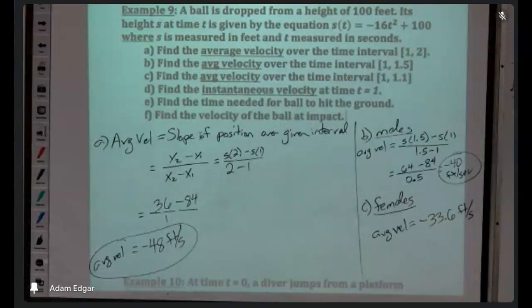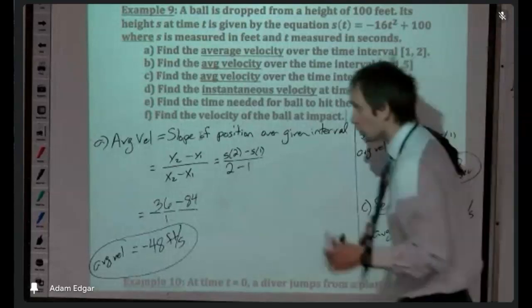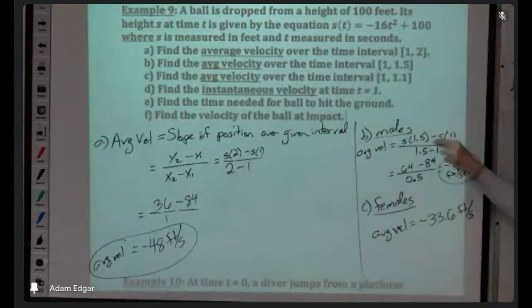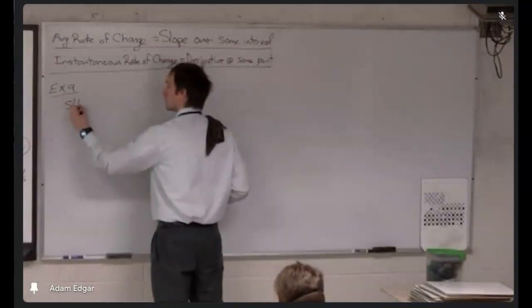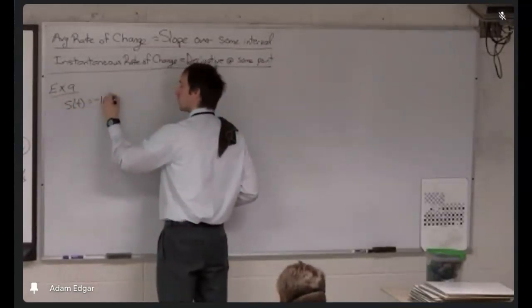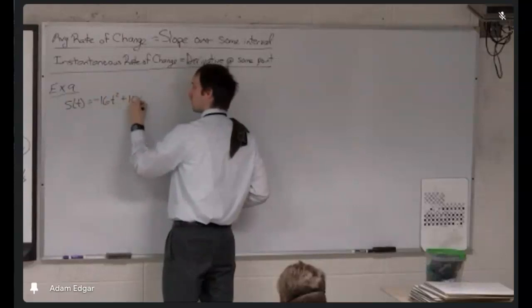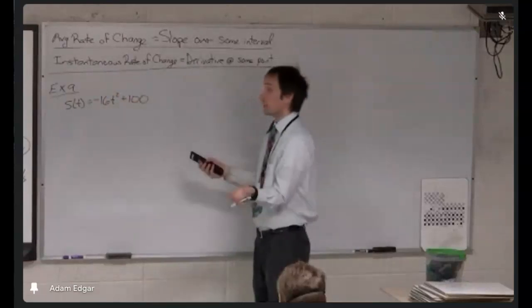Now, if we want to find the instantaneous velocity right at time 1, you could continue this process and do the limit as time approaches 1. We've got time for that. So if we wanted to find the instantaneous velocity right at time 1, what would you do with your position function? Not set it equal to 0. Take the derivative. Yeah. Instantaneous velocity is derivative.